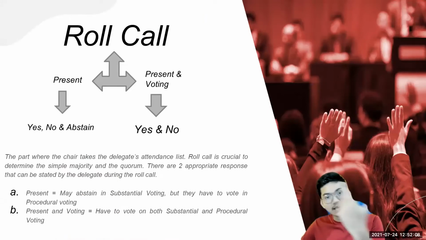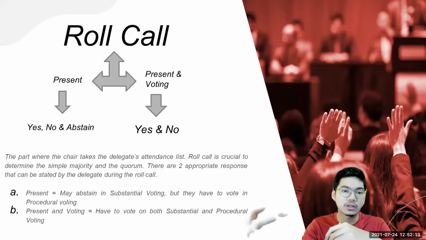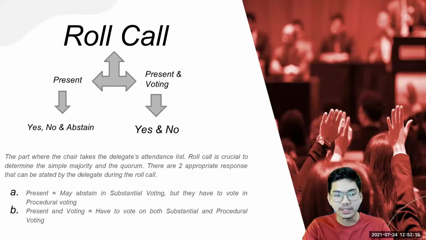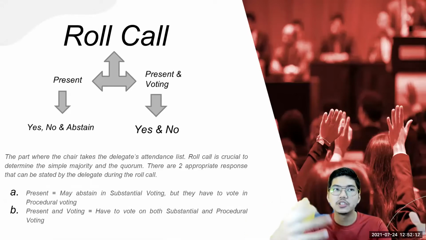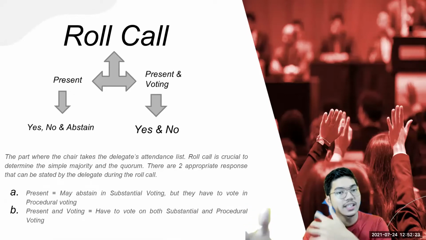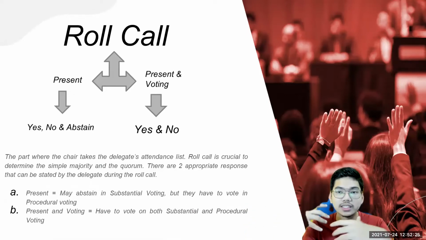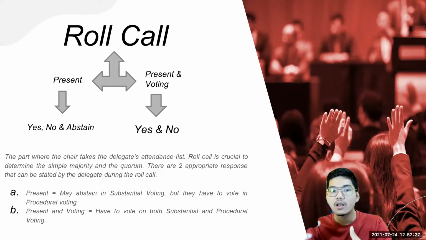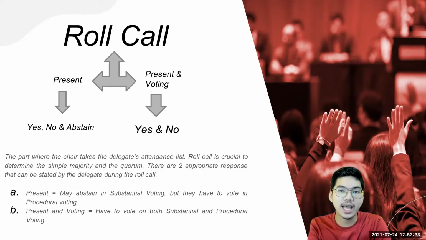So moving back again to the first part, this roll call. When you are in a roll call, you have two questions. The first one is, can you say that you're present, or can you say that you're present and voting? The answer is that you can choose either one. What's the difference between present and present and voting? Present is basically you're saying that you want to abstain.